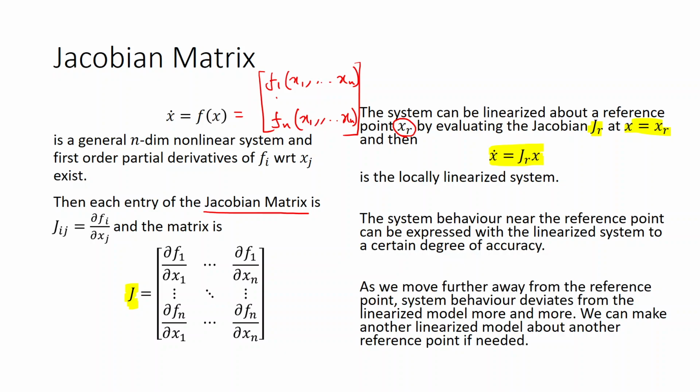This is the linear system, the locally linearized system. The system behavior near the reference point can be expressed by this linearized system to a certain degree of accuracy. As we move further away from the reference point, what will happen? Of course, the system behavior will deviate from this linearized model more and more. So we can go for piecewise linearization, and we have to have another linearized model for another reference point if needed. However, that is complicated actually.